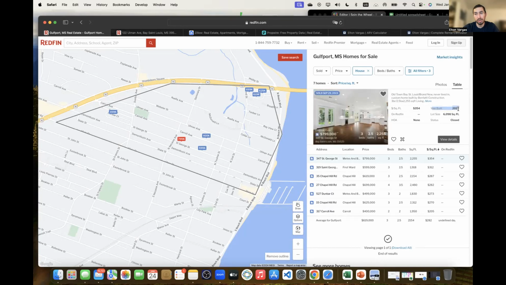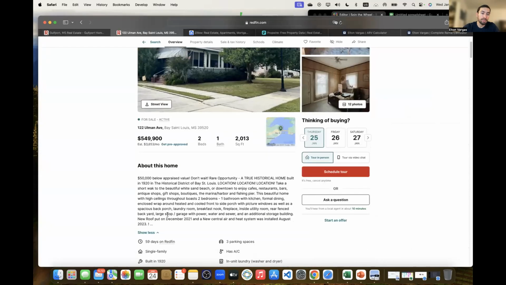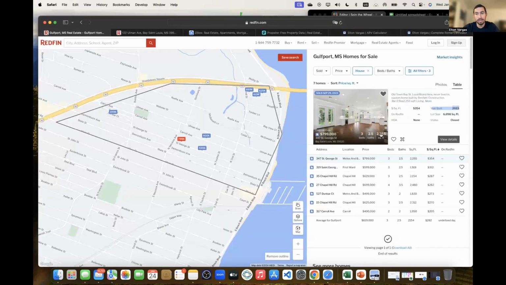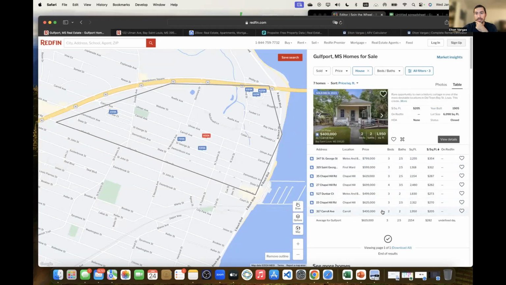It is a 2023 built. My property I'm looking for is a 1920s home. So this 2023 built is not going to work because, again, I need to compare apples to apples. We have a 2018 home, 2004, 2000, 2023 home, 2008, and then 1905 home.